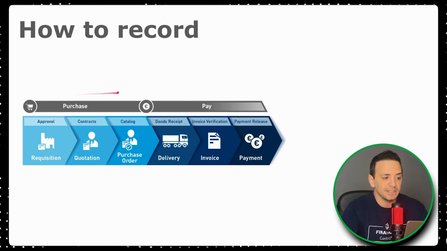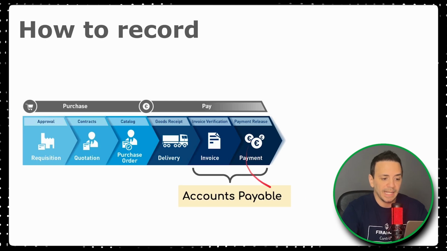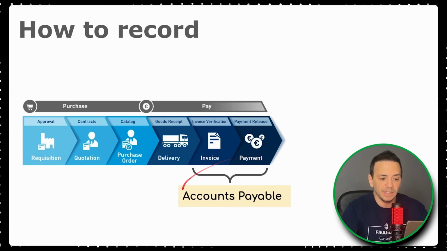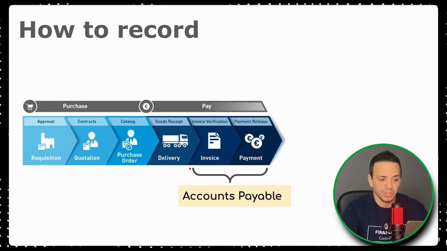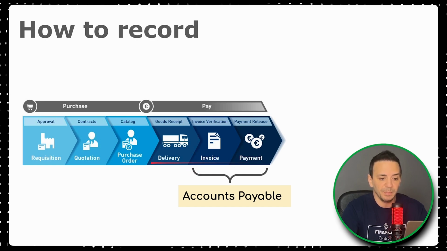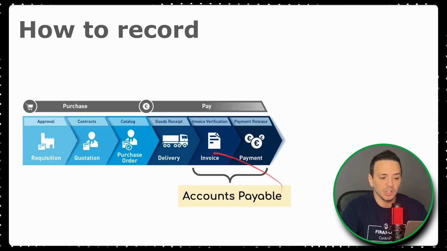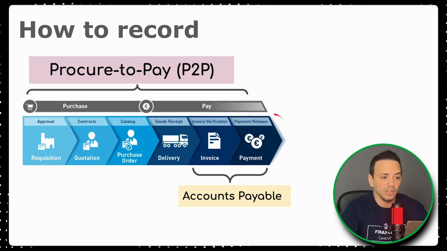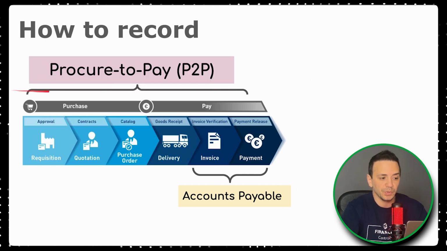We have here the cycle that we refer to as procure to pay, and accounts payable is going to be sitting at the end of that cycle. So from the point in time where you take possession of the goods or you receive the service, you get an invoice, and you make a payment, this is called accounts payable, and it's part of the larger process of procure to pay.